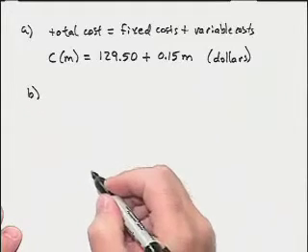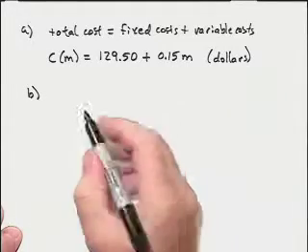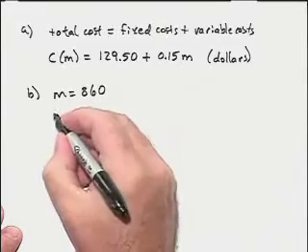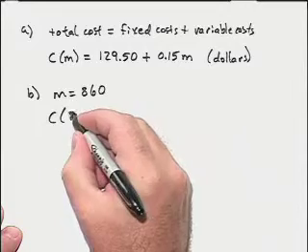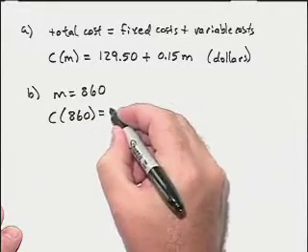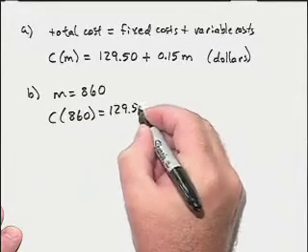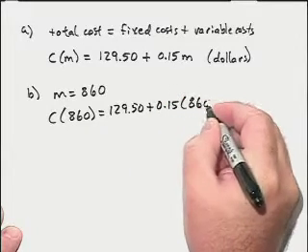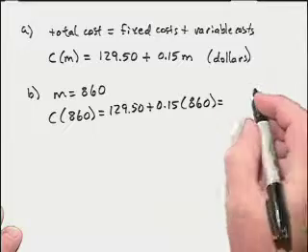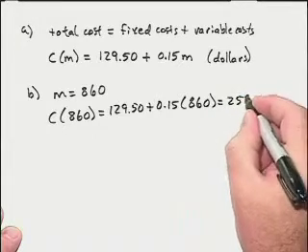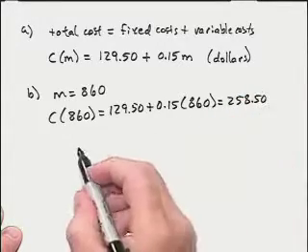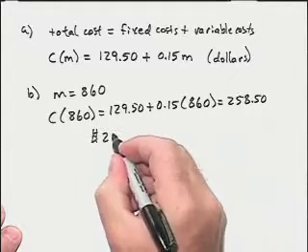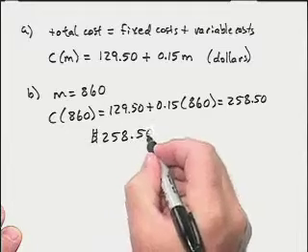For Part B, we're going to determine the rental cost if M is equal to 860 miles. So we need to evaluate C of 860. So it'll be 129.50 plus 0.15 times 860. If we evaluate that, we get 258.50. So the rental cost for 860 miles is $258.50.